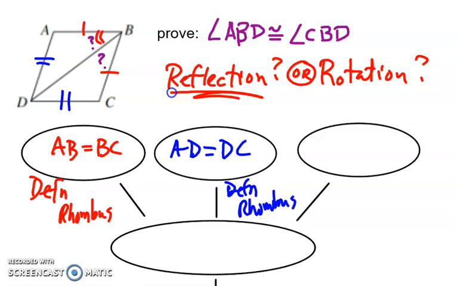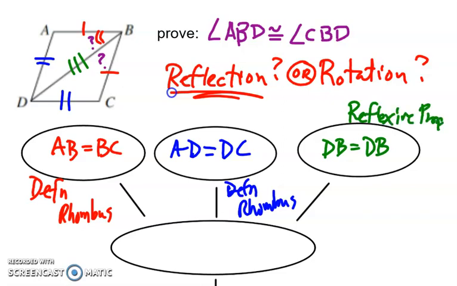The third piece of information hopefully you chose was the shared segment. So DB is equal to itself. That's the reflexive property. So both triangles are congruent. So ABD is congruent to triangle CBD. I'm using reflection here, so the last 2 letters are actually in the same order. If it was rotation, then the B and D would be switched on one of them. So they are congruent to each other by side-side-side congruency.